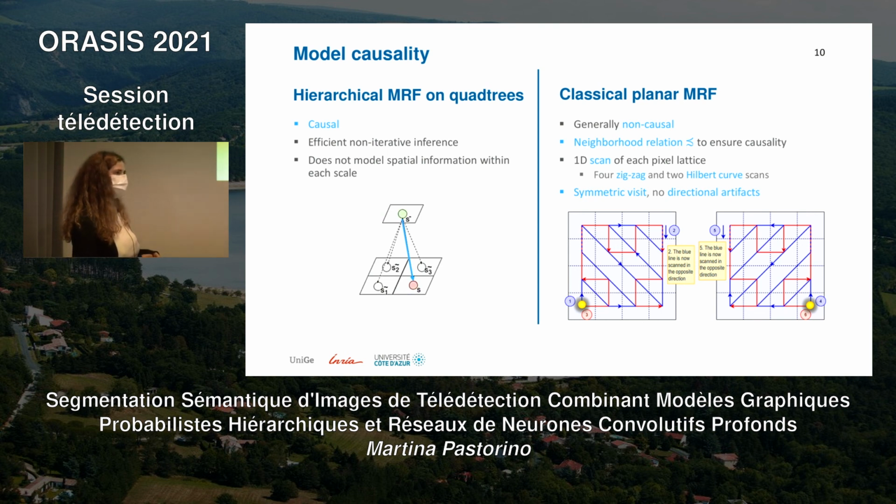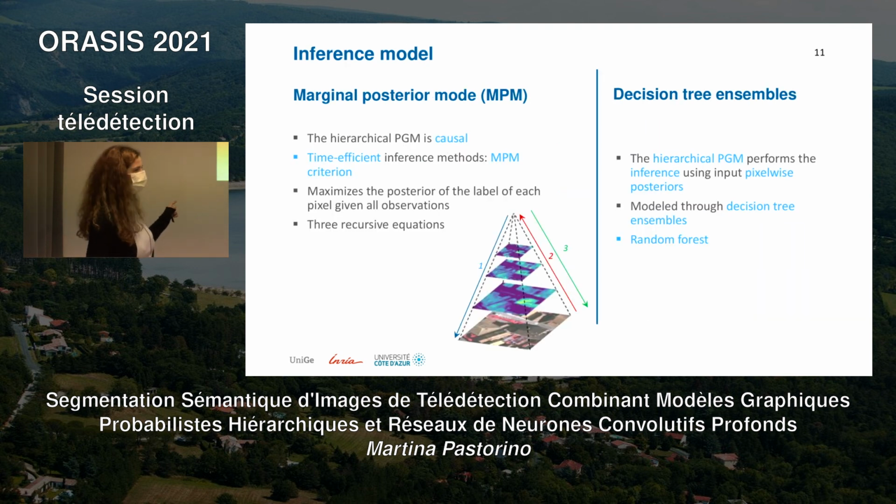But, okay, I do not understand why you have to use this kind of planar approach instead of the classical one. Because of the construction of your hierarchy, or because usually for image processing, what we call Markov random field is a given pixel with given neighbors without any curves. So yes, but if it wasn't causal, we wouldn't have been able to use the marginal posterior mode criterion for inference, which is time efficient and it's recursive and non-iterative. Thank you.